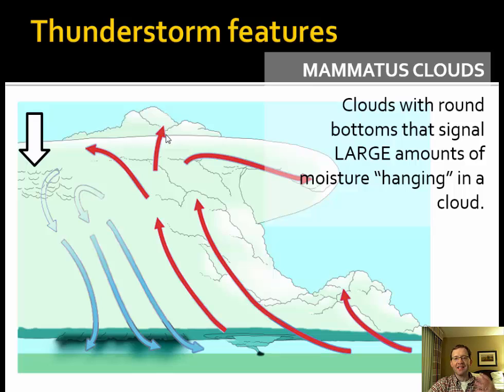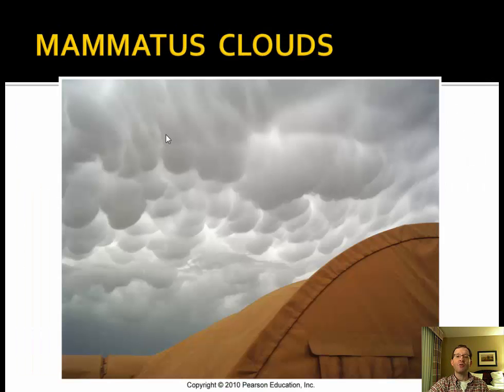Now, clouds don't have skin like a balloon or anything, but when you see these Mammatus clouds, it's a sign that there's some substantial weather and moisture up there. Typically a sign of some very heavy rainfall for someone coming up soon.